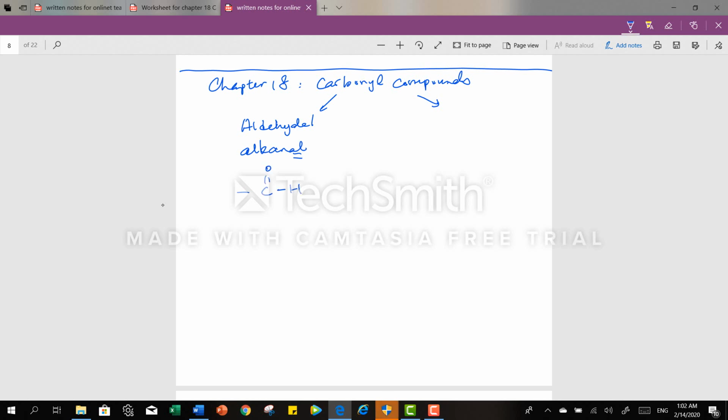It's always at the end of an organic compound, so you don't have to use a number to indicate its position. Think about it: if it's embedded in the middle, then it's a ketone already, right? The other one is a ketone, okay? And it's C double bond O, with the left and right hand side bonded with an alkyl group, okay?